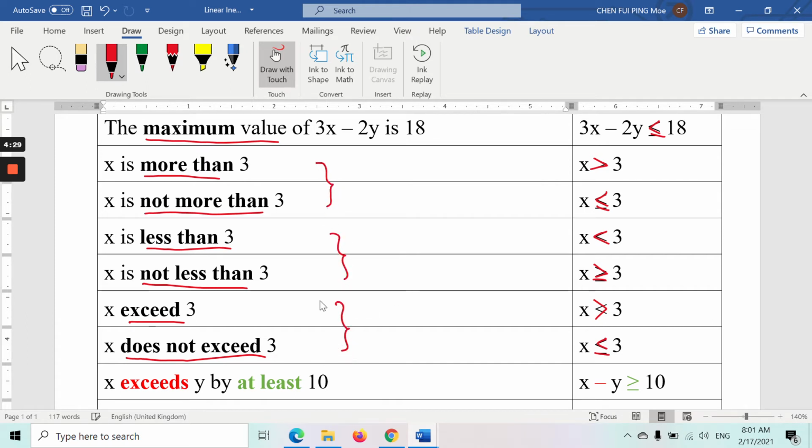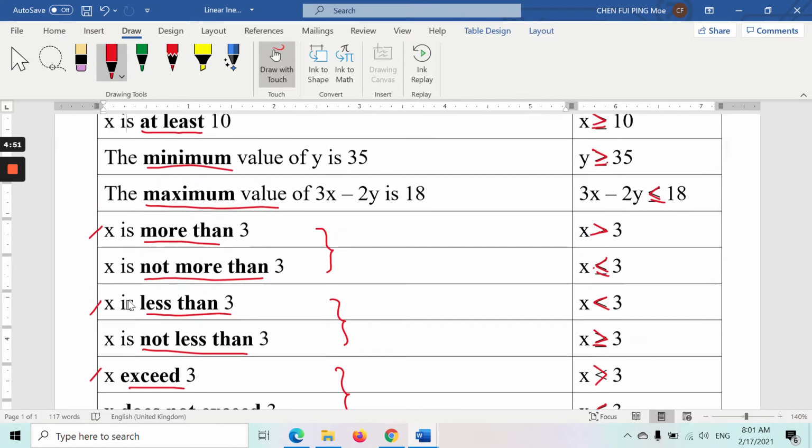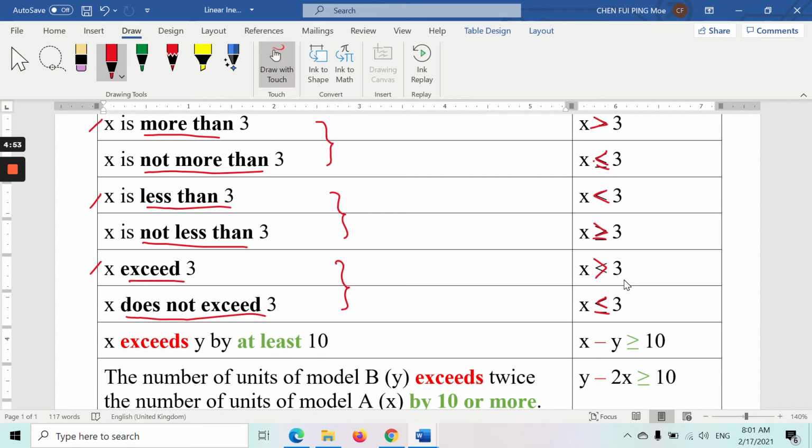So you look at these two, and these two. This one doesn't have equal sign. Then this one will have equal sign because it's not more than. Less than doesn't have equal sign. Not less than has equal sign. Exceed doesn't have equal sign. Do not exceed has equal sign. These three special cases you need to memorize. These three don't have equal sign. The rest all have equal sign. So need to memorize it.